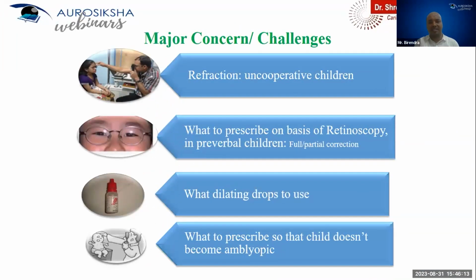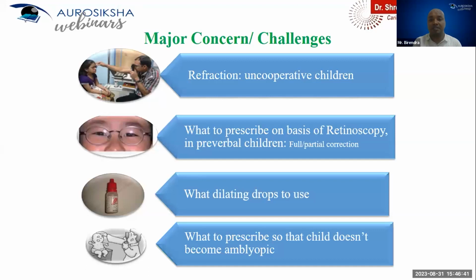You can get the final refraction value from that calculation. So these are some major concerns and challenges. Refraction is very difficult in uncooperative children, and in a vision center setting you need to decide, on the basis of retinoscopy, whether we prescribe a full correction or a partial correction. If you give the full correction that you found, it may hamper the fusion process.